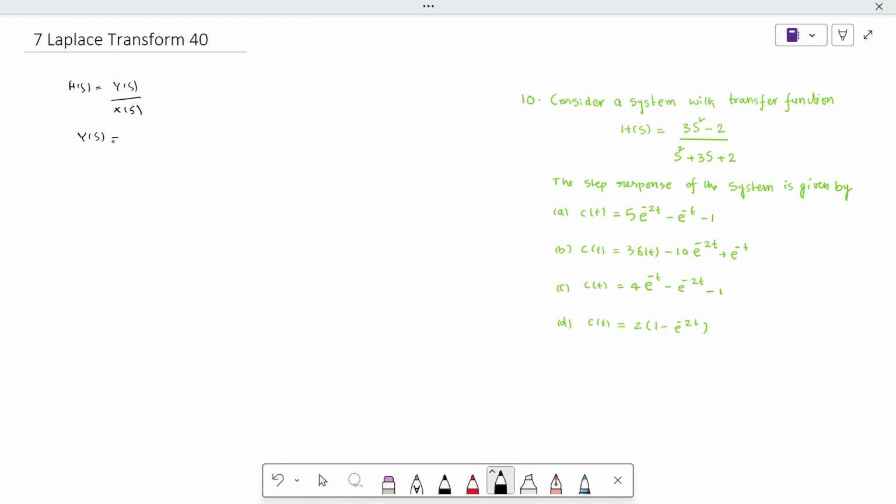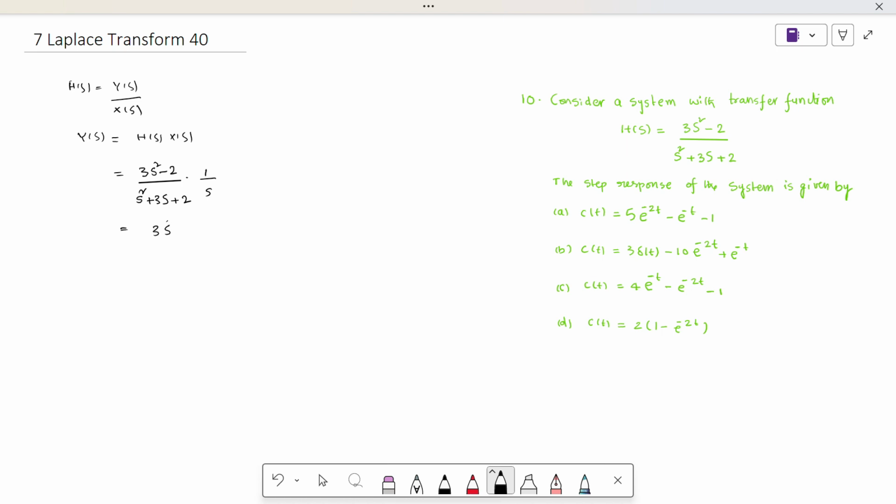Y(s) is asking for the unit step, so H(s) times X(s). So H(s) equals (3s² − 2) by (s² + 3s + 2), times X(s), which equals the unit step 1 by s.